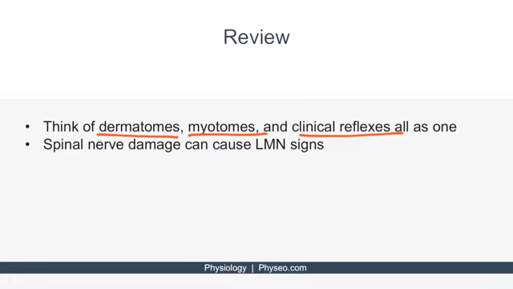So if you're able to recall that spinal nerve damage causes lower motor neuron signs, and if you're given a question about a certain spinal cord level, and you can answer anything about the associated clinical reflexes, myotomes, or dermatomes, or you could do everything backwards and find the dermatome and identify what spinal cord level is responsible for that dermatome. Then you can find the associated clinical reflexes that may be altered. If you're able to do that, then you'll do quite well with any of this information regarding dermatomes, myotomes, and reflexes on Step 1.